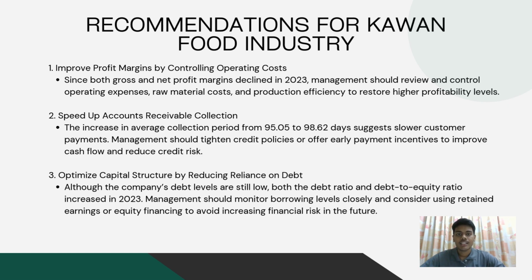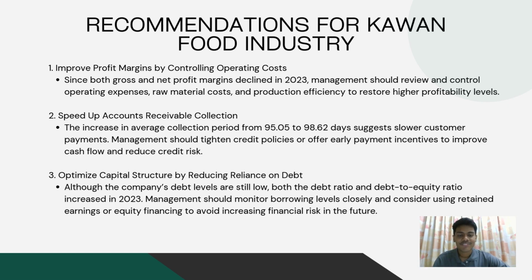Next, these are some recommendations for the Kawan food industry to overcome their weakness. The first one is improve profit margin by controlling operating costs. Since both the gross profit and net profit margin declined in 2023, the management should review and control operating expenses, raw material costs, and production efficiency to result in higher productivity level.